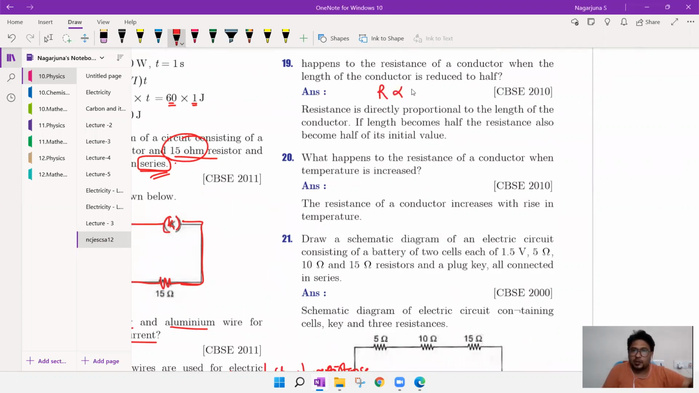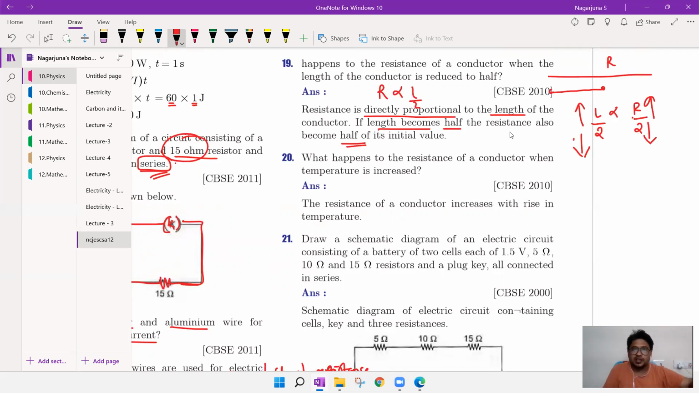We know resistance is directly proportional to L. If L is becoming L by 2, means if the wire has this much length, it has some resistance value. If the length becomes half, since resistance is directly proportional to the length of the conductor, resistance also becomes half. So LHS and RHS, if both are directly proportional, if the right hand side element is increasing, the left hand side also will increase. If the right hand side is decreasing, the left hand side also will decrease. So if L becomes L by 2, R also becomes R by 2. Simple logic, it becomes half of its initial value. So the heart of the answer is that resistance also becomes half.